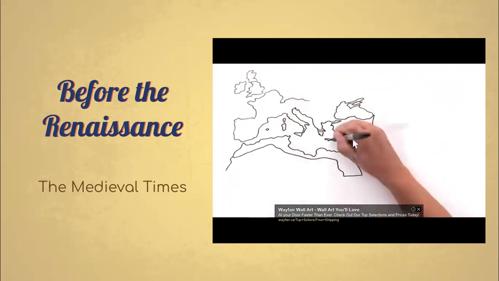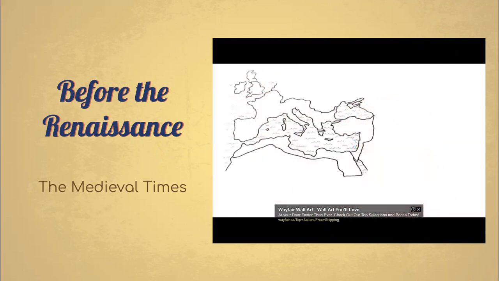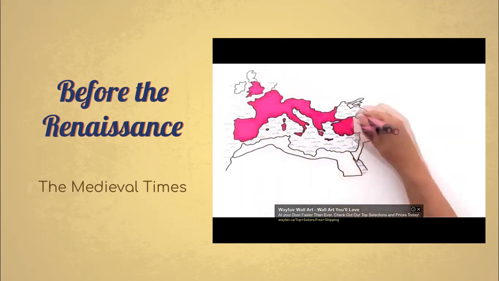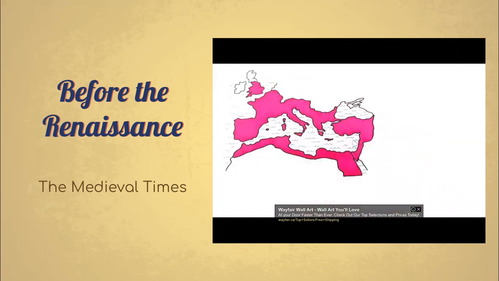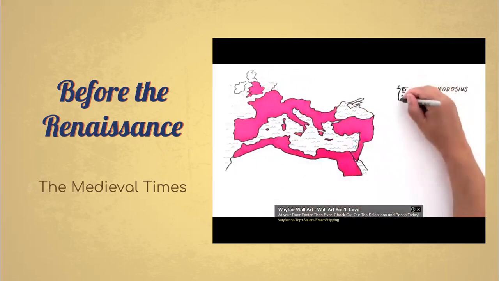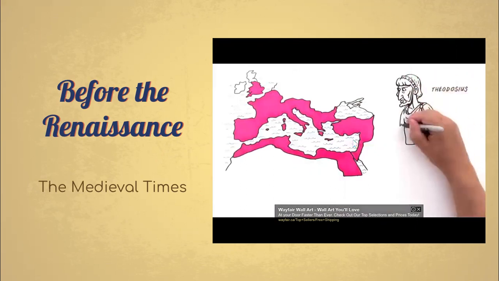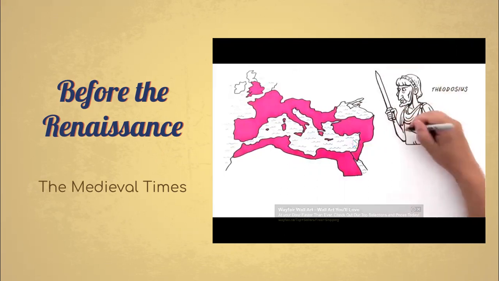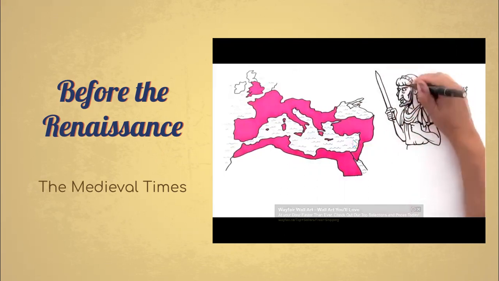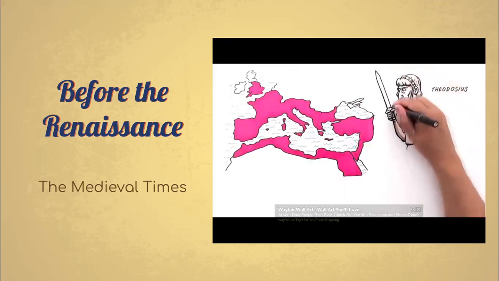It had taken many lifetimes and countless battles to conquer and maintain the vast regions of the Roman Empire. When Emperor Theodosius I took power, he ruled over lands that stretched from Portugal to Palestine. The question of succession of power had always been a thorny problem in the empire, and for Theodosius, it came down to a choice between two sons.